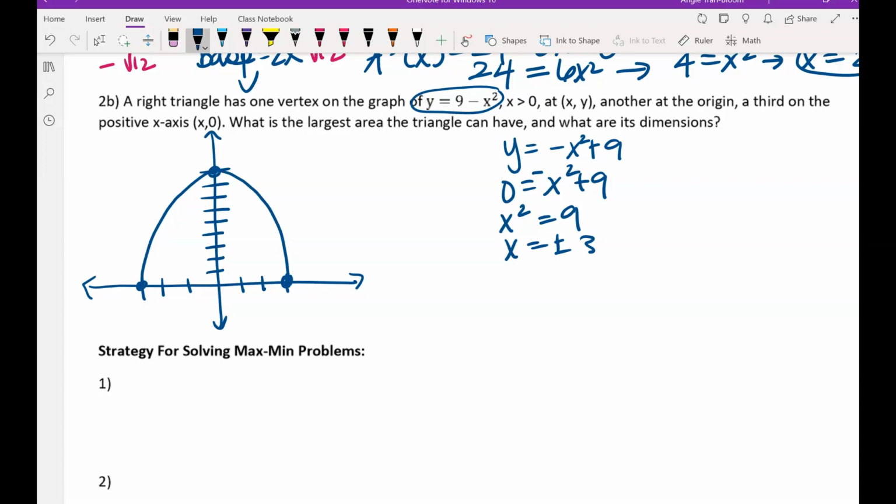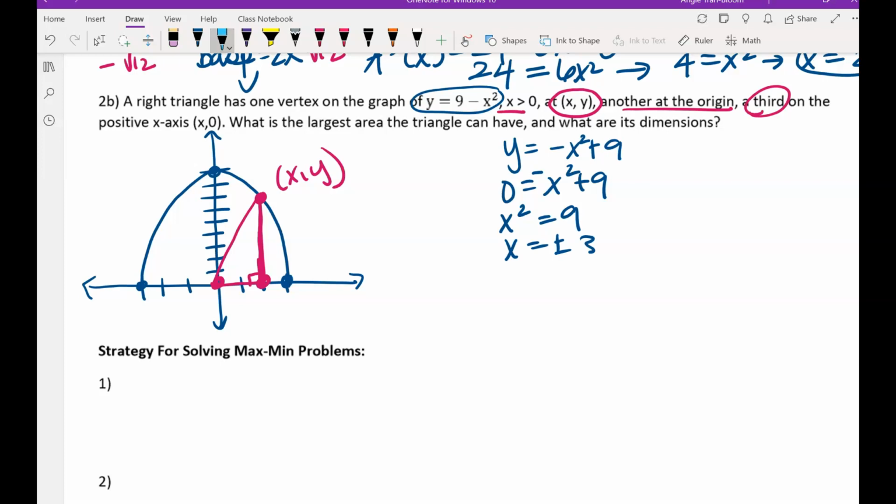So the triangle has one vertex on that parabola, but the x has got to be positive at some random point (x, y). Positive x means I'm in quadrant 1. So this is (x, y). Another vertex is at the origin and a third on the positive x-axis. Since it is a right triangle, and this is just randomly drawn, it looks like that. So that is (x, 0). Beautiful. All right, guys. So what is the largest area?